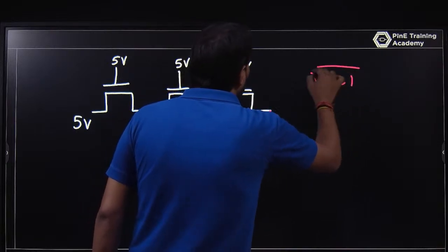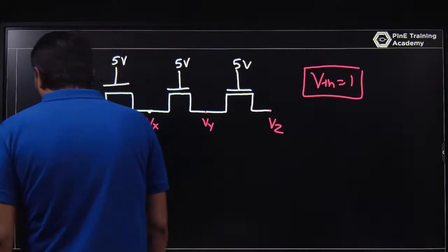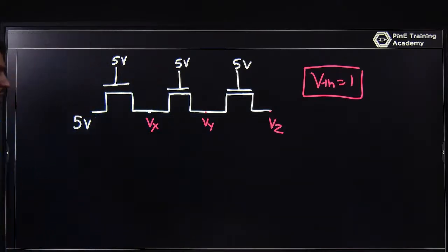equal to 1 volt. I am assuming the threshold voltage of the MOSFET is 1 volt. What is Vx, what is Vy, what is Vz? Anyone? What is Vx, what is Vy, what is Vz? Where the threshold voltage of the MOSFET is 1 volt. You are checking what will be the voltage across Vx, Vy and Vz when the gate voltage is 5 volt and the input voltage is 5. What is Vx, what is Vy, what is Vz?